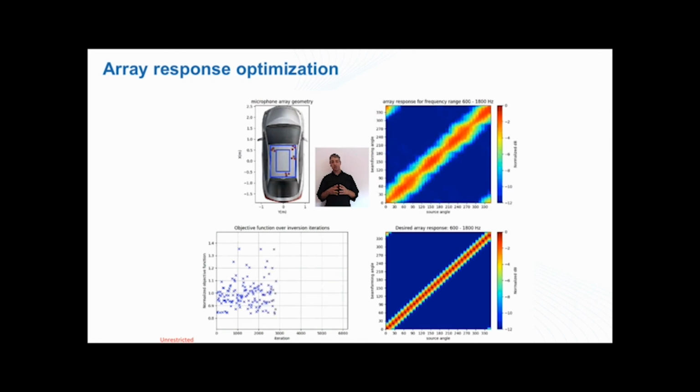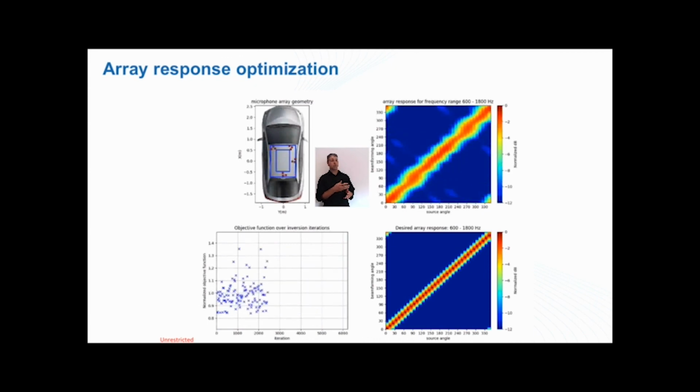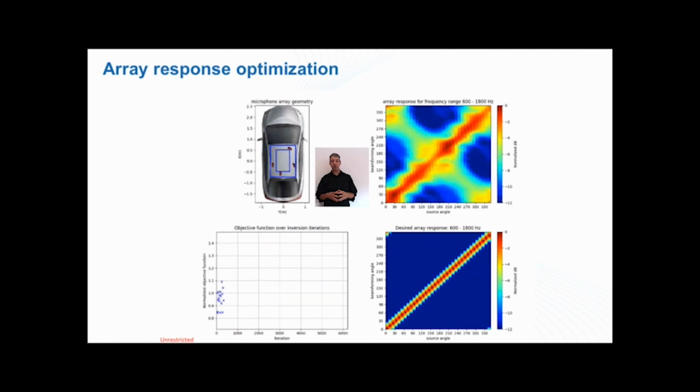Since the optimization is stochastic rather than a descent method, the objective function can increase or decrease with iterations. Observe how the measured array responses become more similar to the desired response over iterations, indicating that the modifications in array geometry are indeed improving the angular resolution of the array.